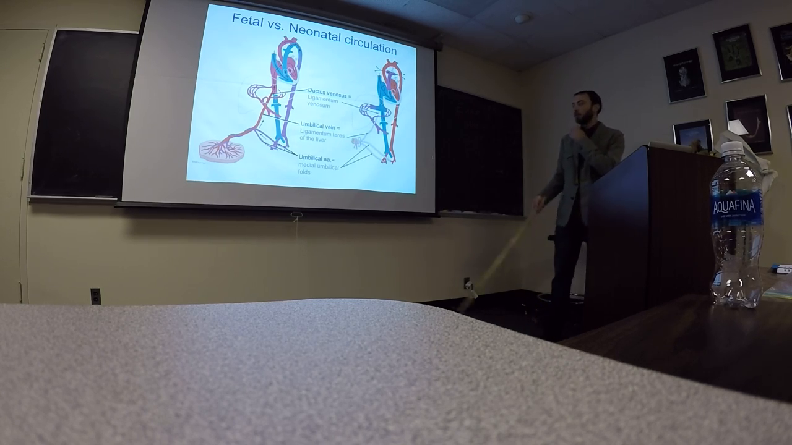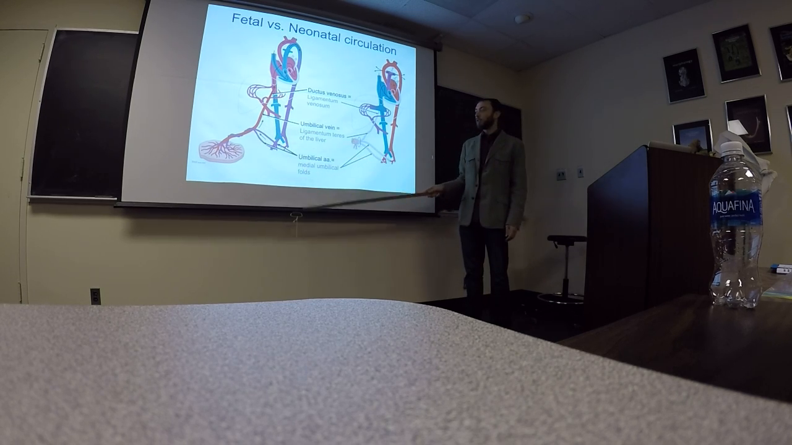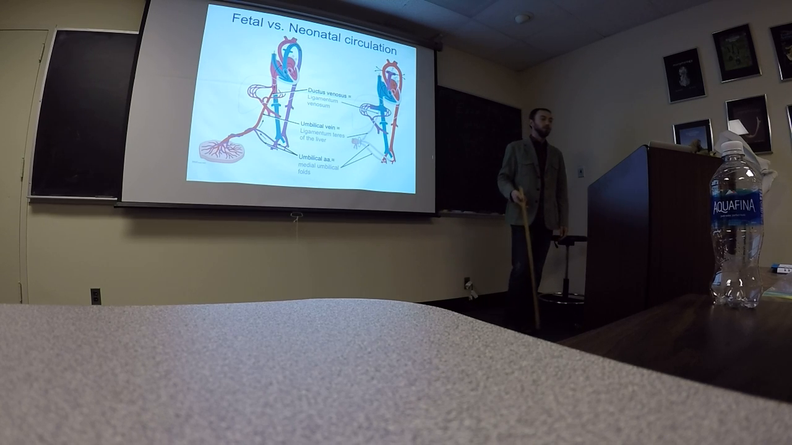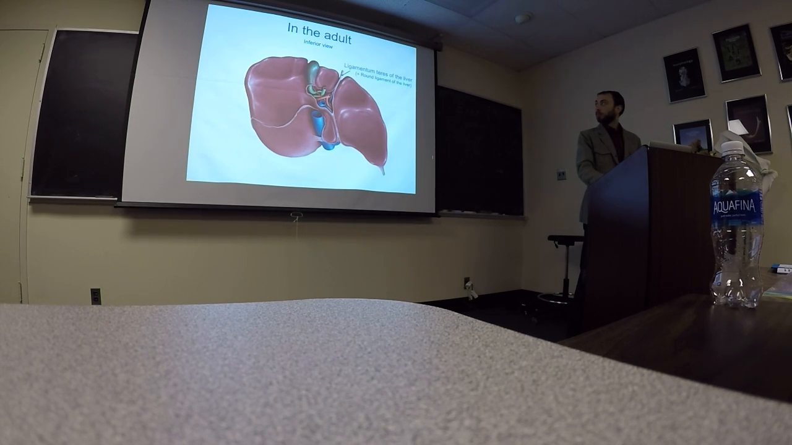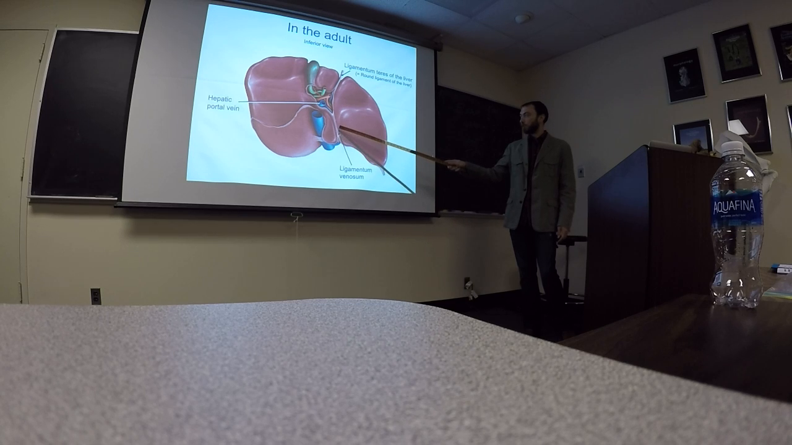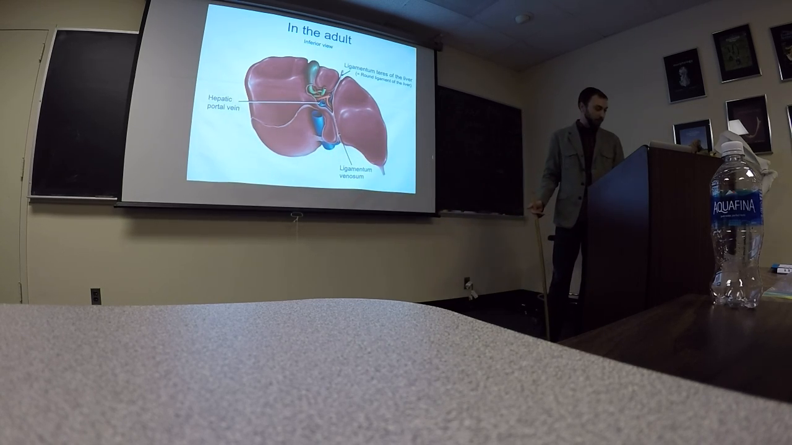And just for fun, these are our umbilical arteries that are taking blood out of the fetus back to the placenta. And after birth, these are going to deteriorate into those medial umbilical folds. So here's our remnant of our umbilical vein running past the hepatic portal vein into our remnant of the ductus venosus, which would have directly connected to the inferior vena cava.